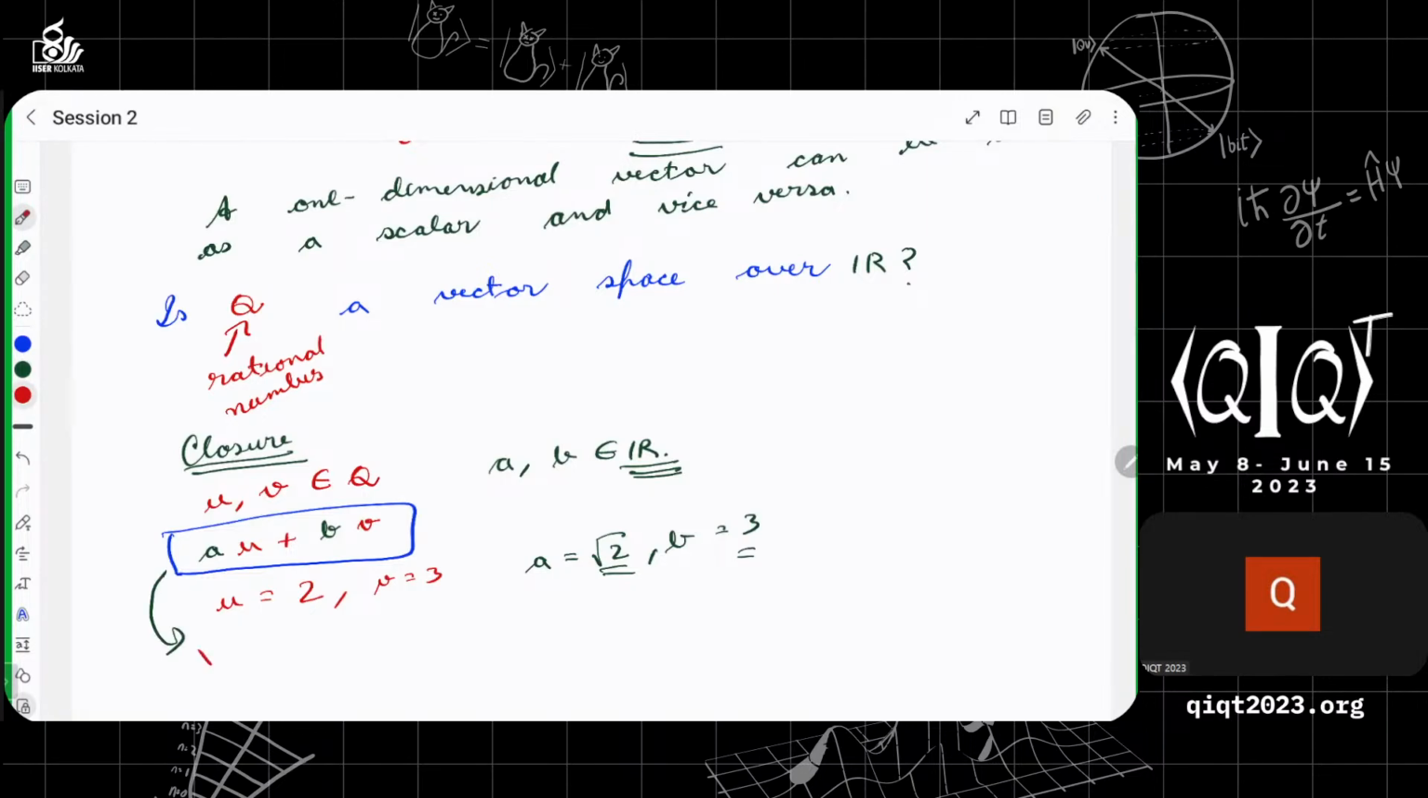So in this case, what will this be? This will be √2 into u, so 2√2 plus 9. Now, is this a rational number?